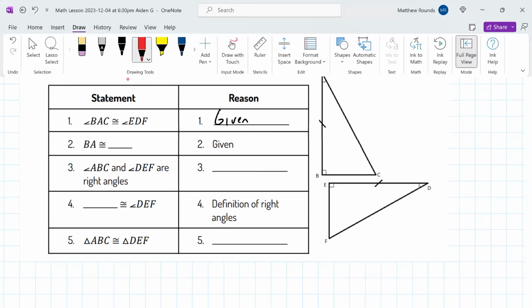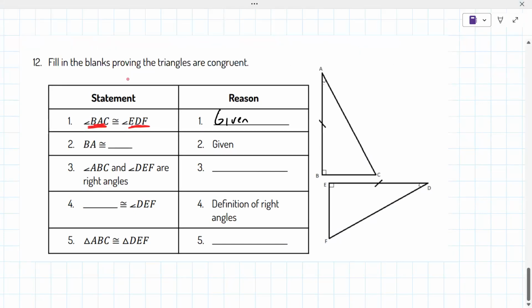BAC. It's kind of hard to see here, so let me switch to the PDF. It's this one and this one. Those are congruent. Maybe easier to see. And then BA, that's this line right here, is congruent to this one right here. What letters go in this position? What goes here? I'd say ED. All right, good.